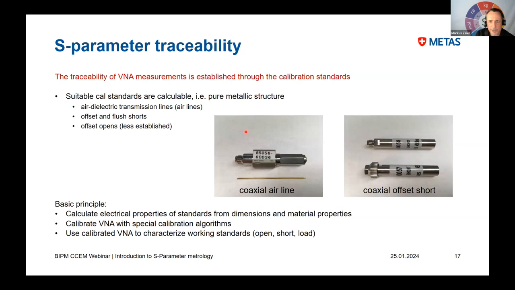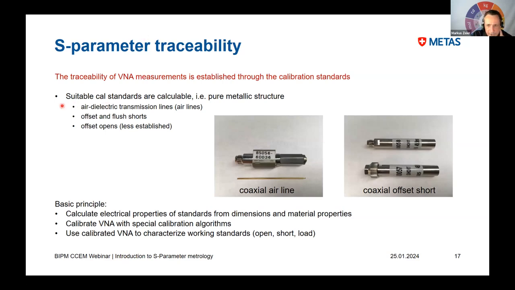But what is the first step? I mean, how do you create your primary standards? And for primary standards, you need some which are calculable. So this means pure metallic structures. And I've listed here what's available.